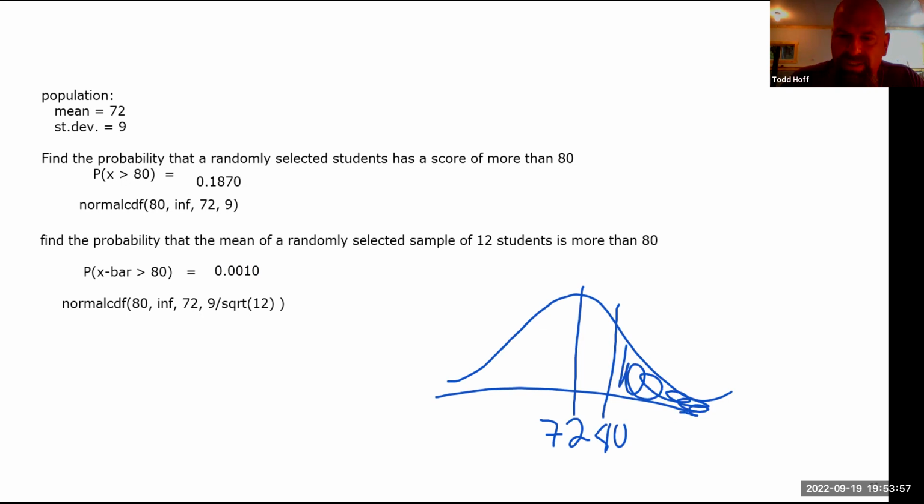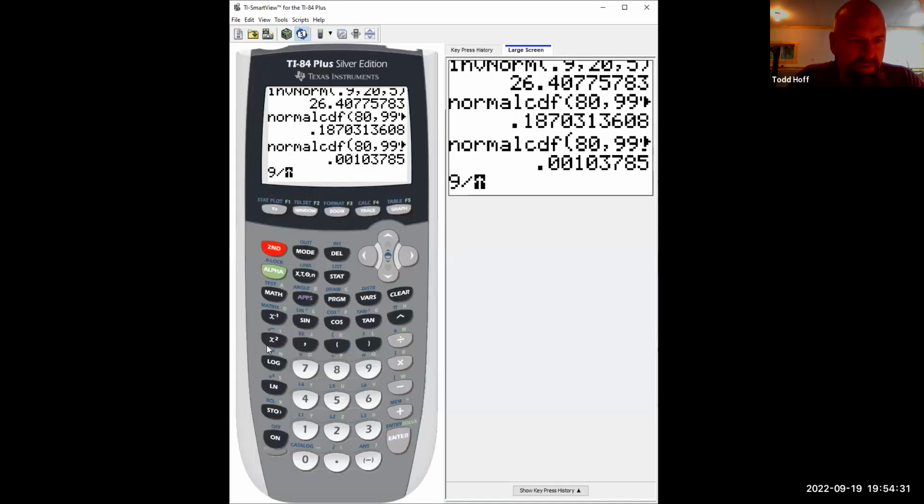But for the mean of a sample to be up there, remember, when we do a sample mean, basically what's happening is the curve is getting narrower because we expect the means of the samples to be closer to the center. The standard error of that is the population standard deviation of 9 divided by the square root of our sample size, the square root of 12. That calculates out to be 9 divided by the square root of 12.